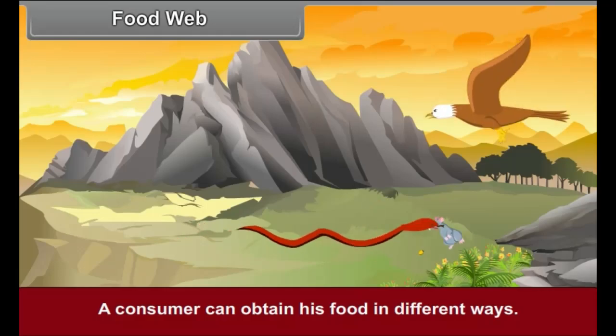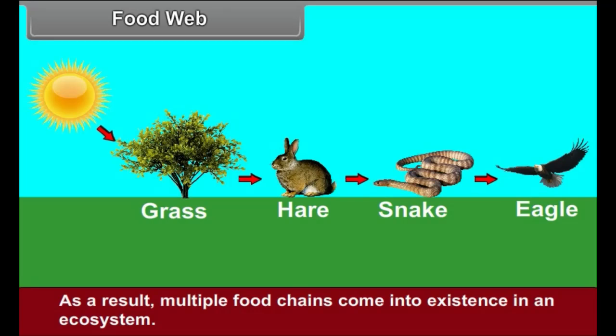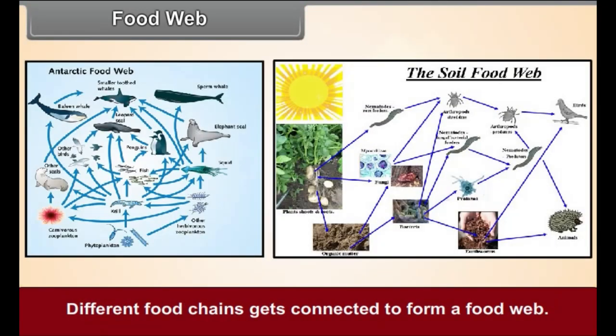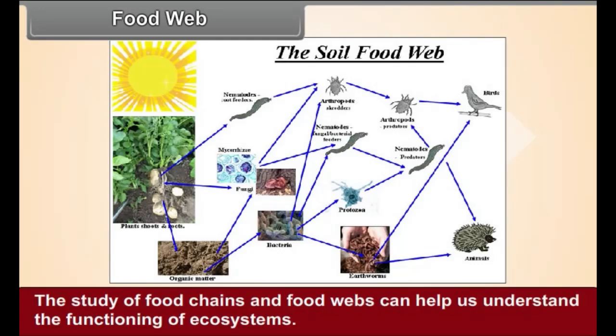Food web. A consumer can obtain his food in different ways. As a result, multiple food chains come into existence in an ecosystem. Different food chains get connected to form a food web. Such food webs are shown in 11.3 below and 15.2 in Chapter 15. The study of food chains and food webs can help us understand the functioning of ecosystems.